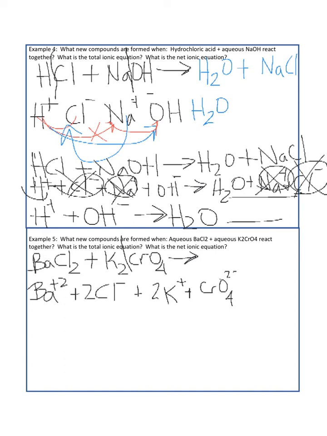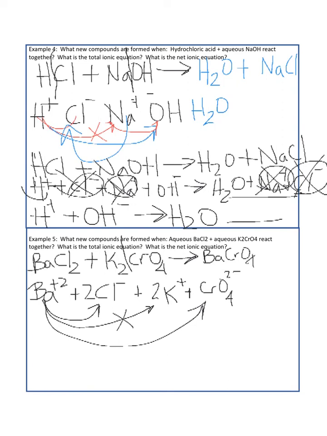Now, possible products. We know that the barium and the chlorine can pair together since they were paired in the original molecule. The barium and the potassium are unlikely to pair together because they're both positively charged. The barium and the chromate have opposite charges, and they are not on the left side of the arrow, so that could be one of our new products. Since the barium is a +2 and the chromate is a -2, they pair in a 1-to-1 relationship. BaCrO4.